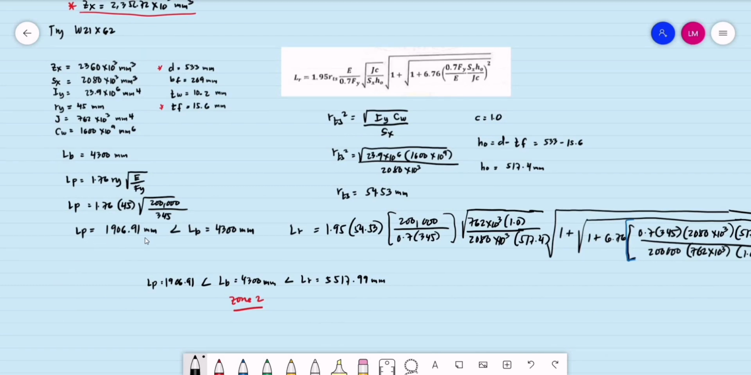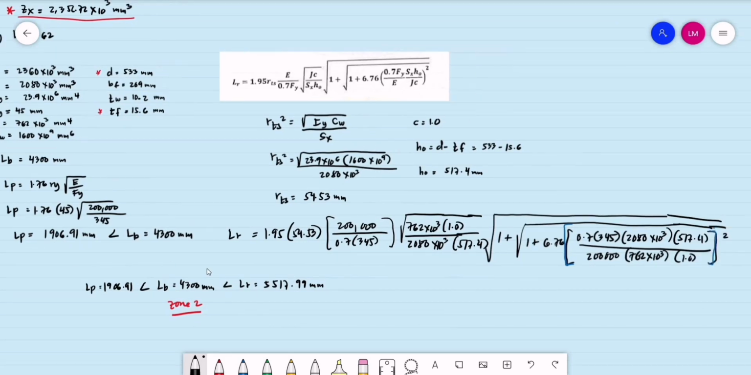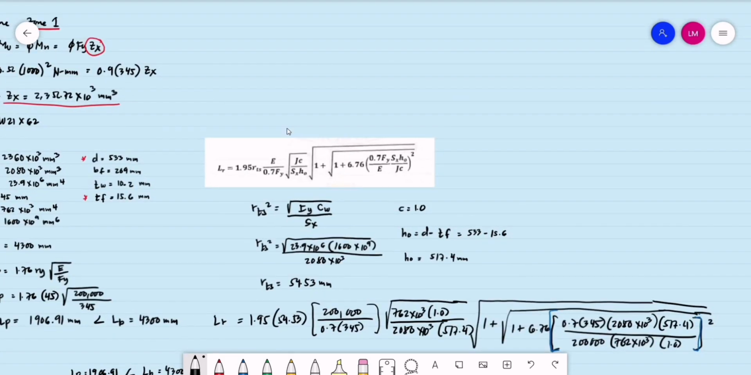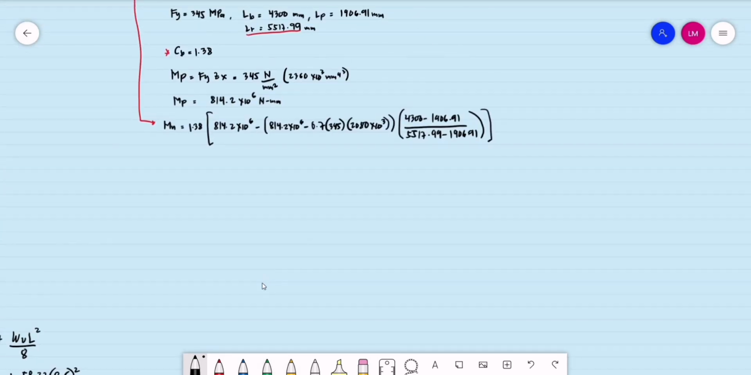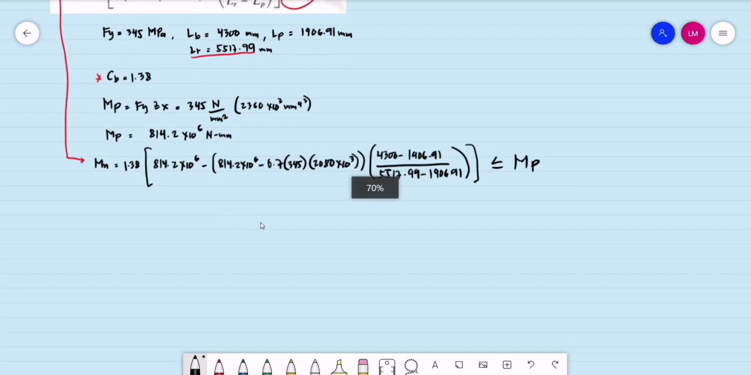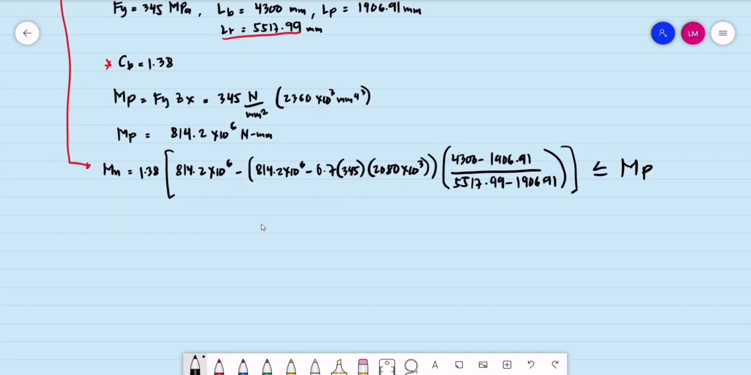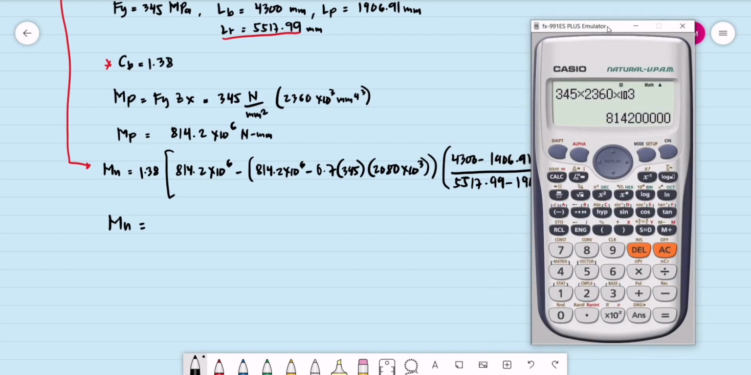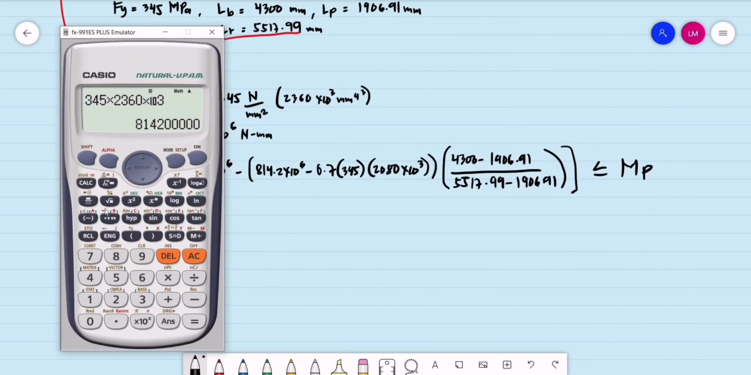So L sub P is 1,906.91, L sub R is 5,517.99. So the condition is it should be less than or equal to the value of our plastic moment, the value of the M sub P. So computing for the value of our nominal moment capacity for our trial section.